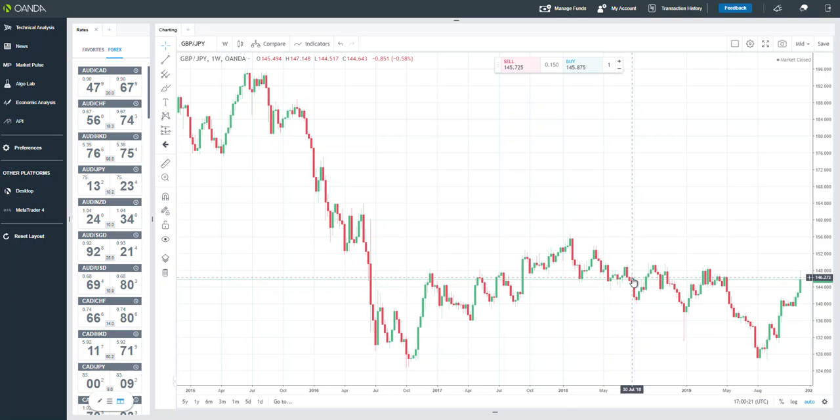This is the pound yen. Make sure you check out the other videos too for the different currency pairs. And what we're going to do for this strategy is use weekly pivot points on the daily chart to make our different entry points and think about where we want to put our stop losses.